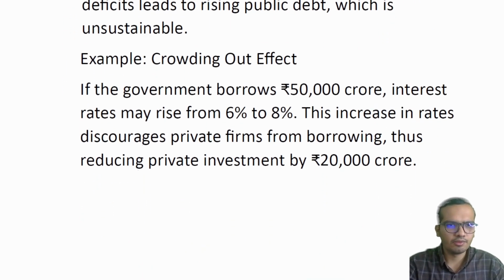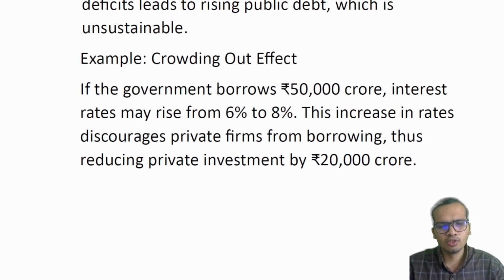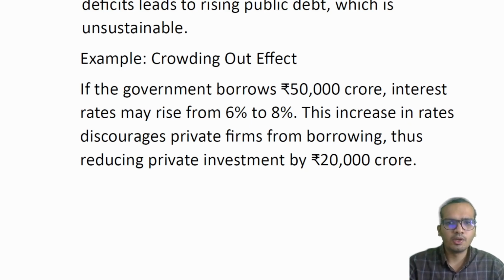Example: crowding out effect. If the government borrows, say, rupees 50,000 crores and the interest rate may rise from 6% to a higher rate, the increase in interest rate discourages private firms from borrowing, thus reducing private investment by 20,000 crores.